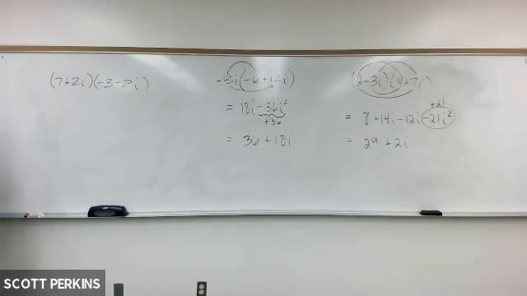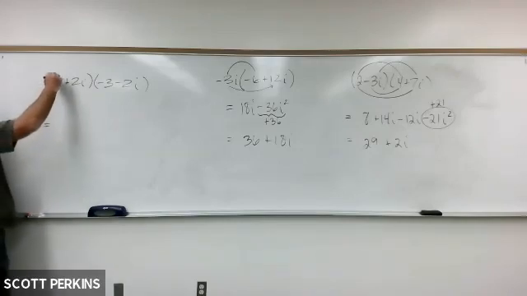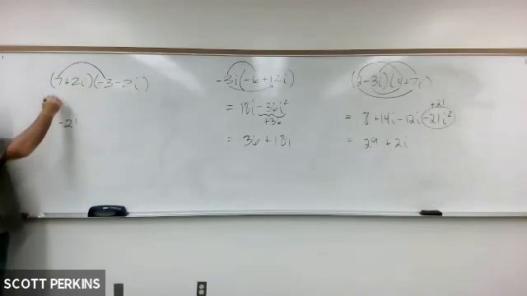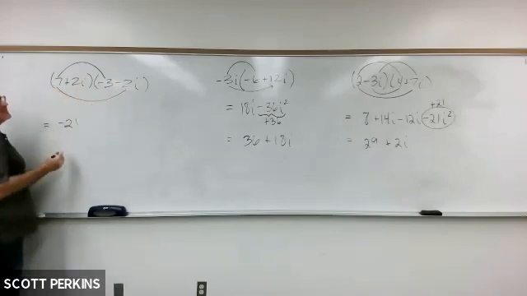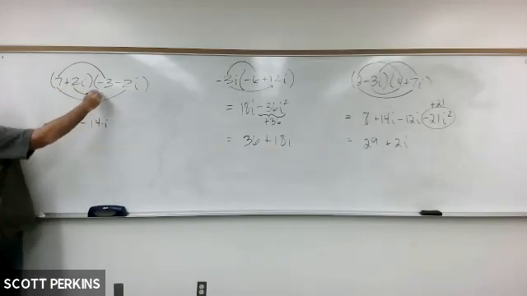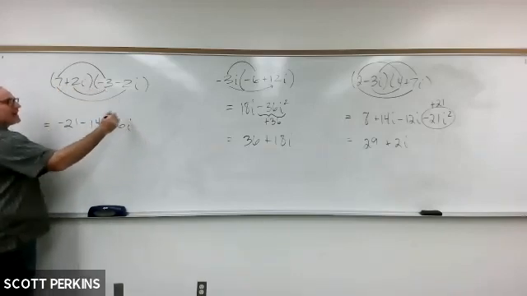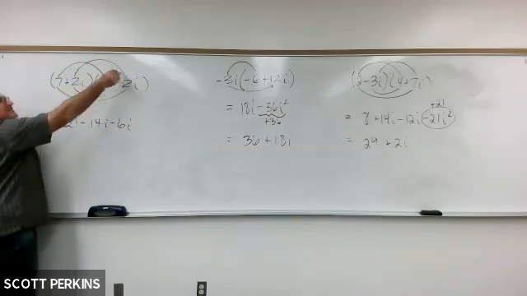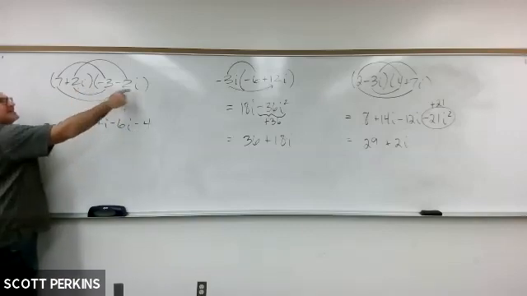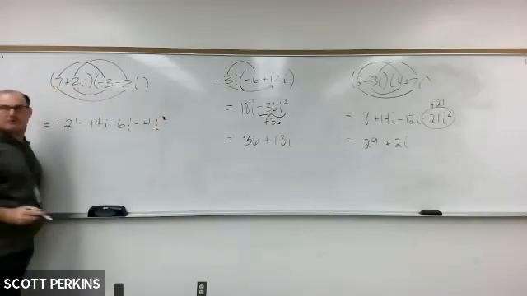All right, here goes. Firsts, outers, inners, lasts. So my first, 7 times negative 3 is negative 21. Outers, 7 times negative 2i is negative 14i. My inners, 2i times negative 3 is negative 6i. And finally, 2i times negative 2i, a positive times a negative is negative 4. i times i is i squared.